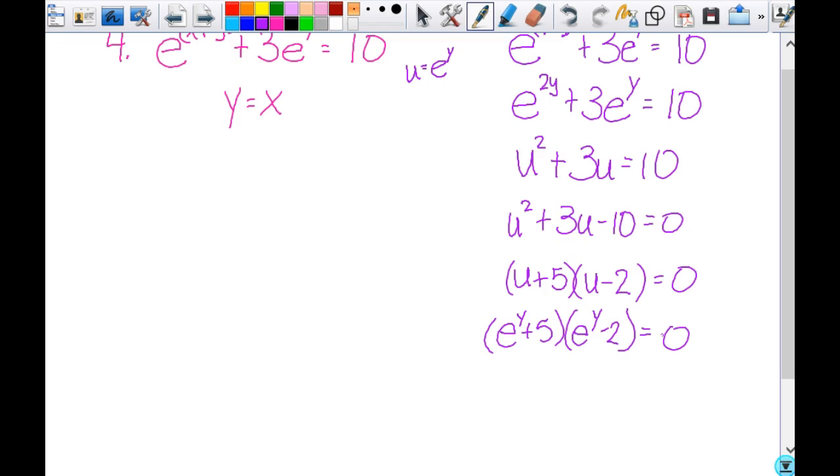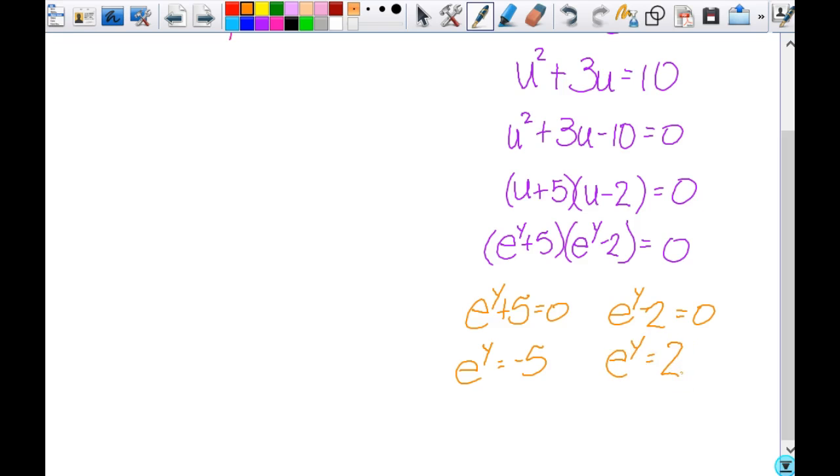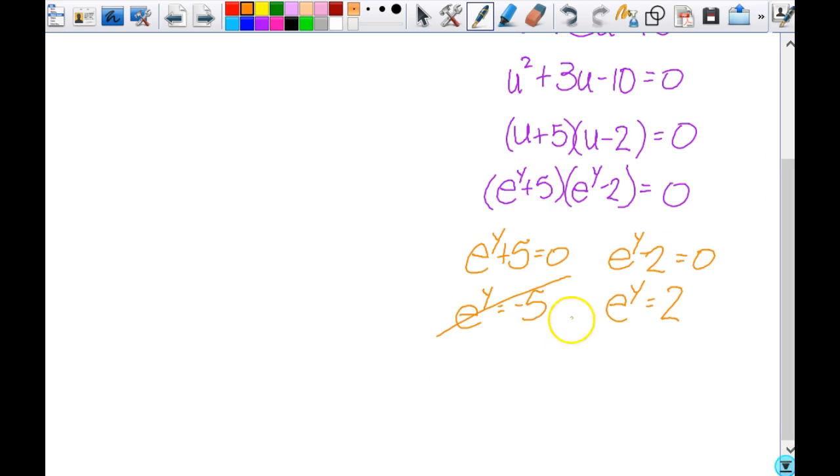Everybody okay with that so far? So now you solve this just like you do any other quadratic. That means I make e to the y plus 5 equal to 0, and e to the y minus 2 equals 0. So e to the y equals negative 5, and e to the y equals 2. Well, to get y out of the exponent, what do I do? Natural log of both sides. What happens when I take the natural log of both sides here? You can't do that, right? Because you can't take the natural log of a negative number, so that one's not an answer at all. So when I take the natural log of both sides, I get y equals the natural log of 2.